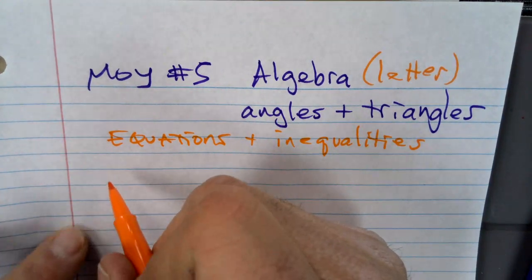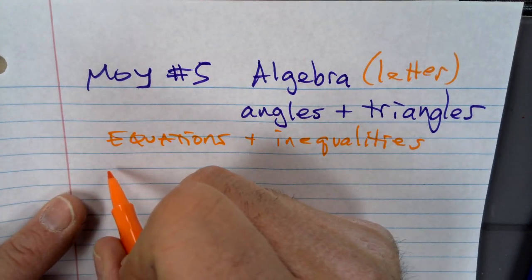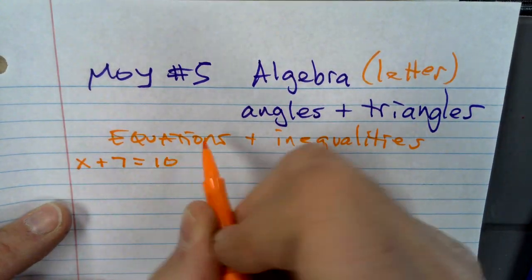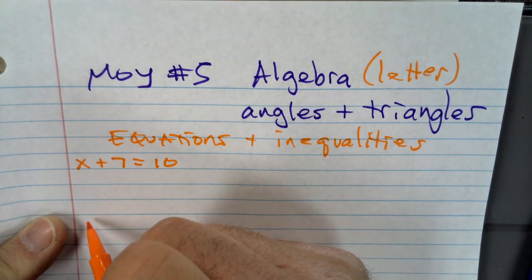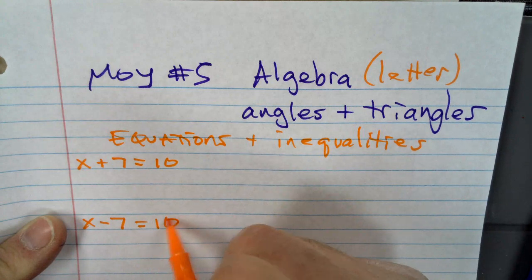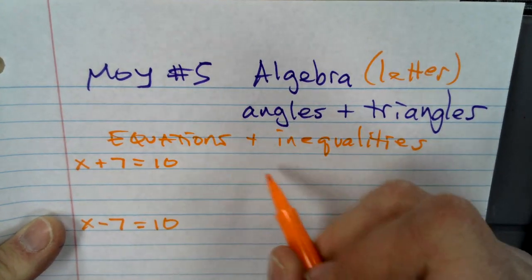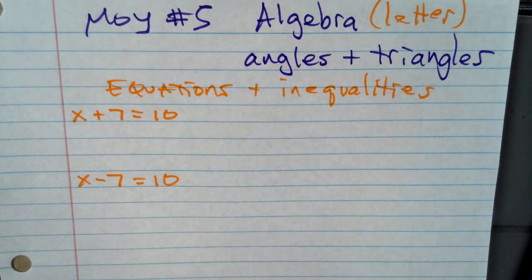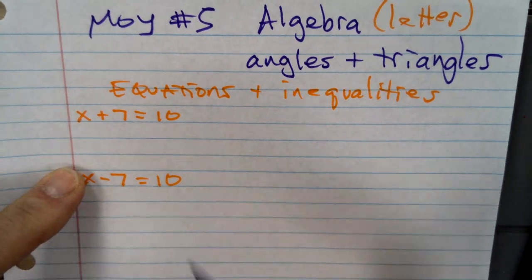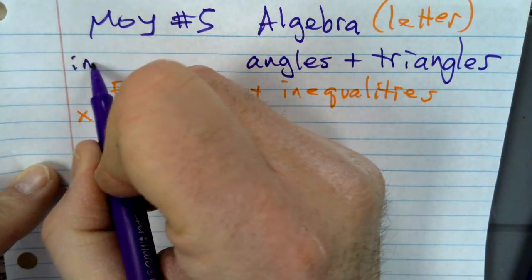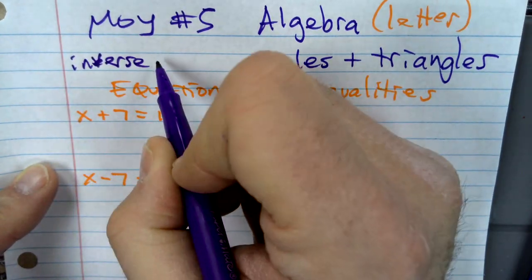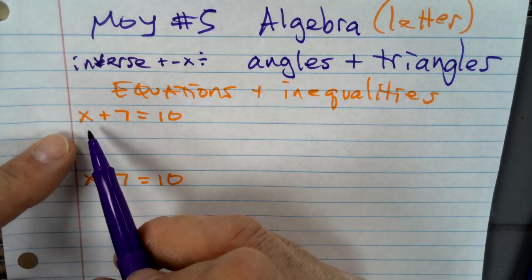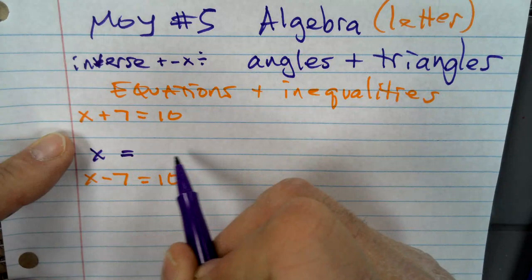So I did a bunch of these where I use the same letter and number for everything. So if I have x plus 7 equals 10, and then I do x minus 7 equals 10, let's do those first because then I'll show you the inequality. What you do is you have to do what's called inverse operations. An operation is plus, minus, times, or divide. So this is plus. What's the opposite of that? I want to get x by itself. I want to have x equals what?